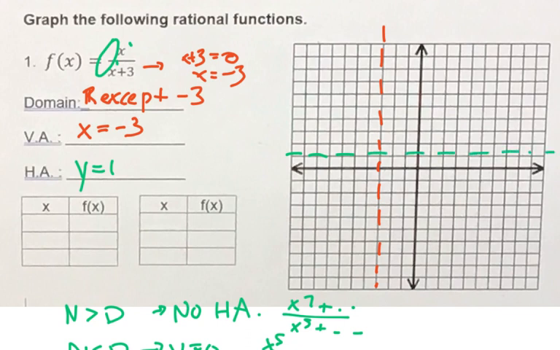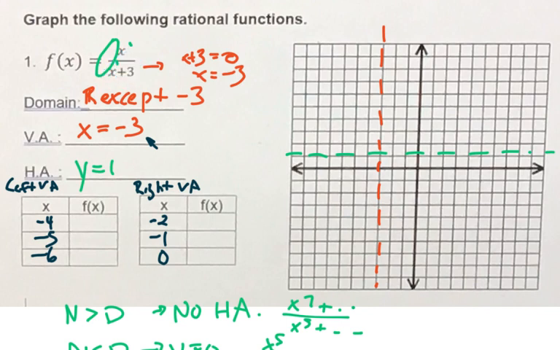Now, to get our graph, we need to make a table. So we're going to pick numbers to the left of our vertical asymptote. So to the left of negative 3 would be negative 4, negative 5, negative 6. And then we're going to pick numbers to the right of our vertical asymptote. So to the right of negative 3 would be negative 2, negative 1, and 0. And then we're going to plug it into this equation.